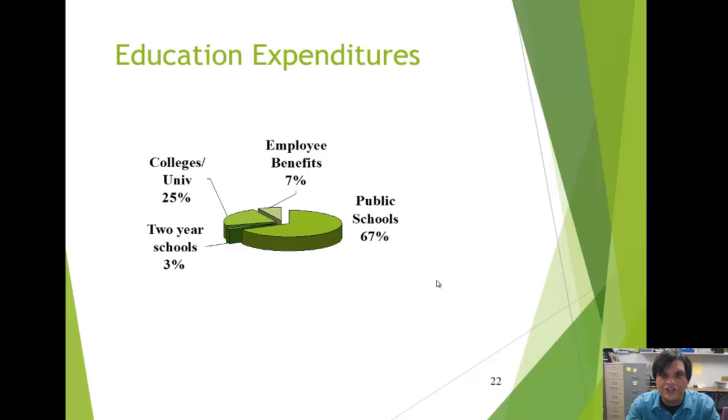Two-year schools, such as vocational schools or community colleges, they get 3% of the education expenditures. College and universities, such as Texas, North Texas, Texas A&M, trying to think of another one, Stephen F. Austin, things like that, or Texas State, sorry, those take 25% of the education budget. And then employee benefits take 7%. So teachers' health insurance, teachers' retirement plans, and things like that. That's also considered under the education budget as well.